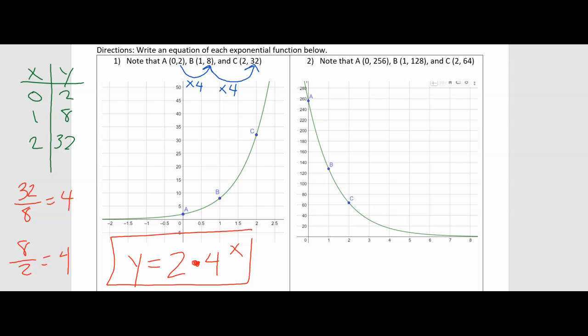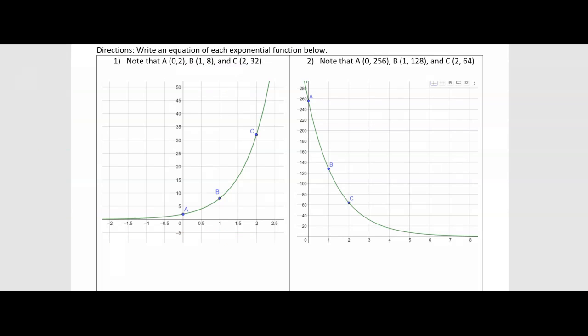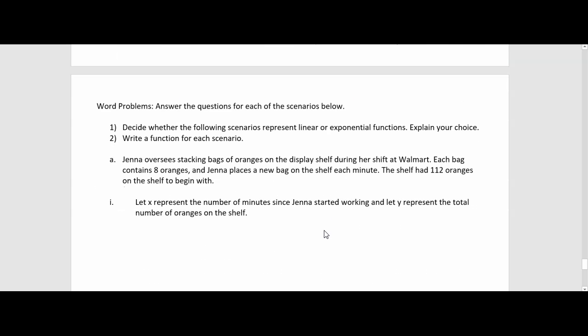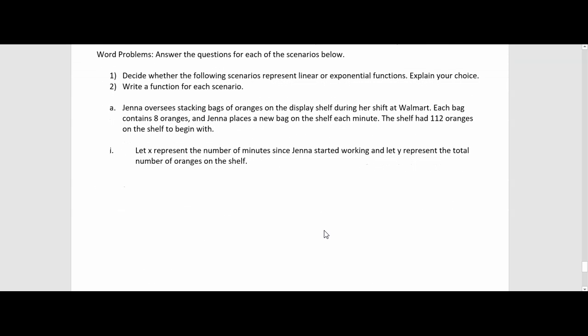Okay, I think that's enough practice, at least for the video, with writing out exponential functions, or the equations of an exponential function. Let's now get into some word problems. So for these word problems, we're first going to decide whether the situation represents a linear function or an exponential function. Once we decide whether it's linear or exponential, then we can go ahead and write an equation for it. So we'll do both of these. Again, first thing, try to think about whether it's linear or exponential. Then we'll get into writing the actual equation of this function.